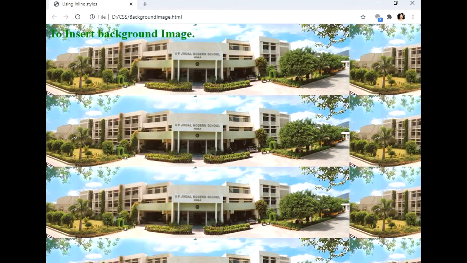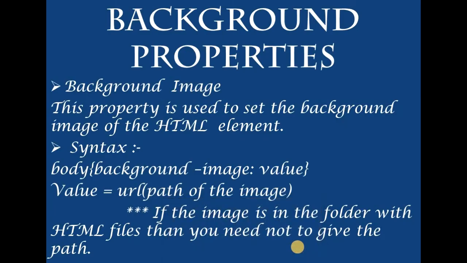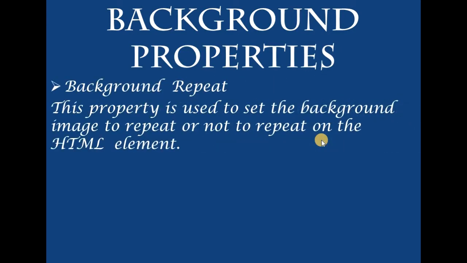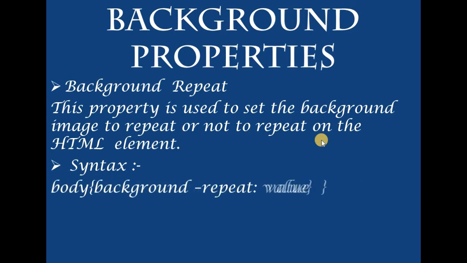But CSS provides one more background property. Let's see that one. Third background property, background repeat. This property is used to set the background image to repeat or not to repeat on the HTML element. Syntax: background-repeat: value.